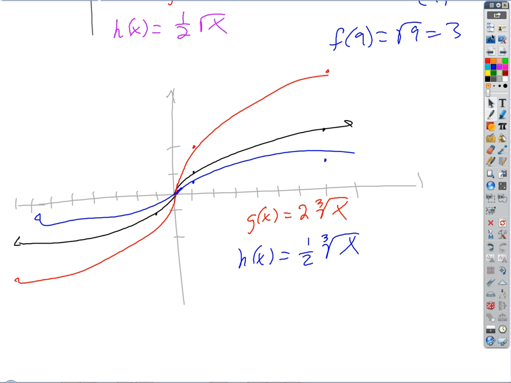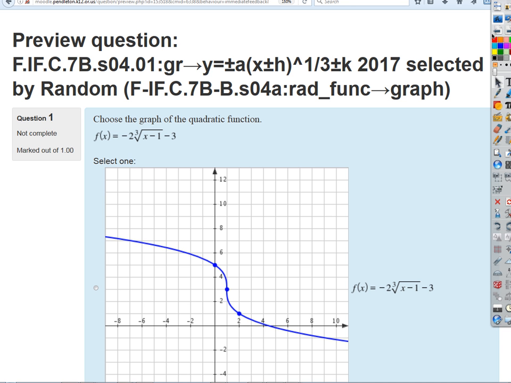Okay, so how does that help us with this problem then? What are the values here? A is -2, H is 1, K is -3. So that tells us our vertex is at 1, -3. And if A is -2, what's that doing? It's reversing it and it's stretching it vertically by 2. So any point, where a point would normally be, it's going to get moved twice as far. Okay, so let's find that one.